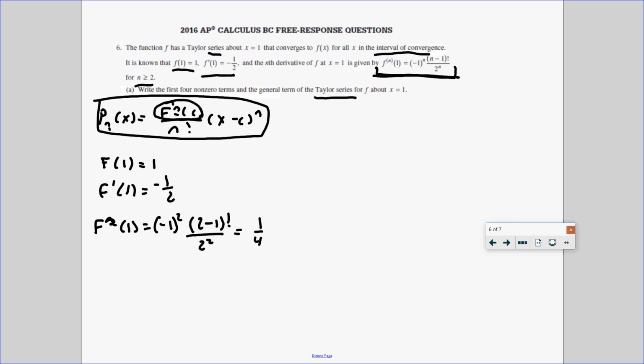Okay? Now, to get the value of the third derivative, because I want 4 non-zero terms, 1, 2, 3, 4, I'm looking at my third derivative. If I plug it into my equation, we get negative 1 cubed times 3 minus 1 factorial over 2 cubed. And if you clean all this up, you're going to get negative 2 over 8.